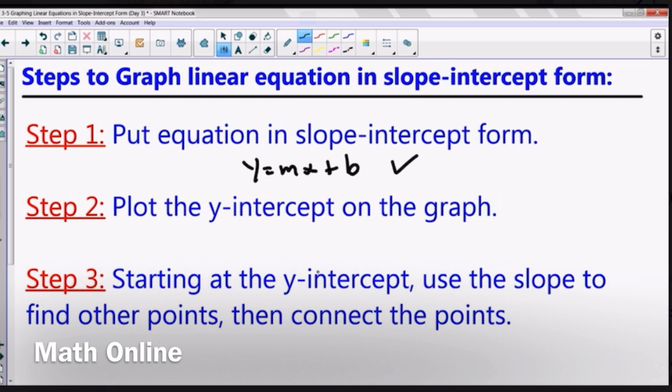And once you've created several more points, maybe 3, 4, or 5 more points, you want to connect all of these points together to form a line. Your line should be a straight line. Since we're talking about linear equations, linear equations means that you're going to have a straight line. Let's move on to graphing, because that's the main concern today. Okay, here we go.